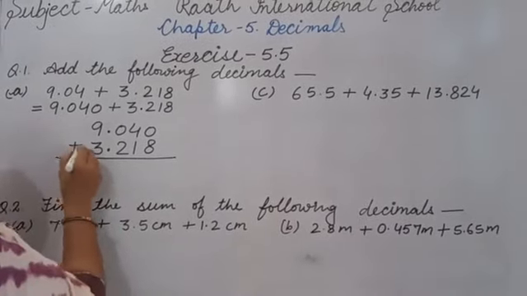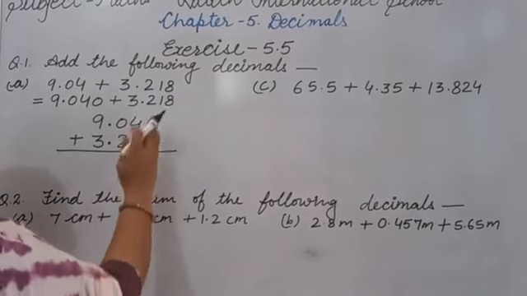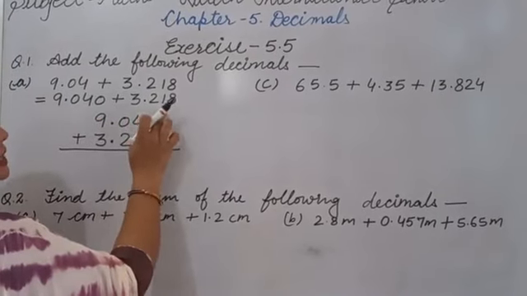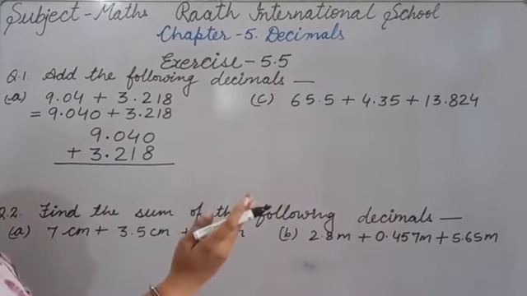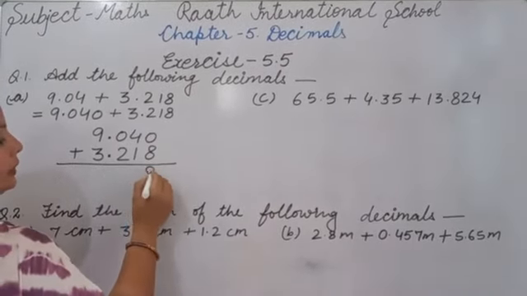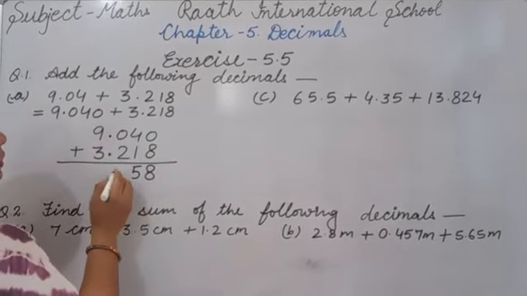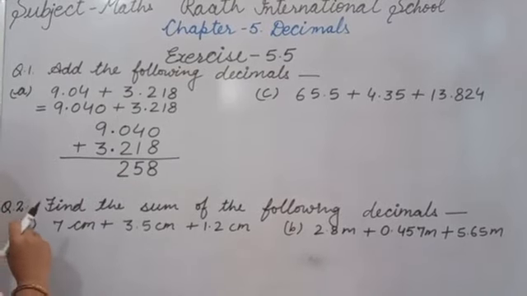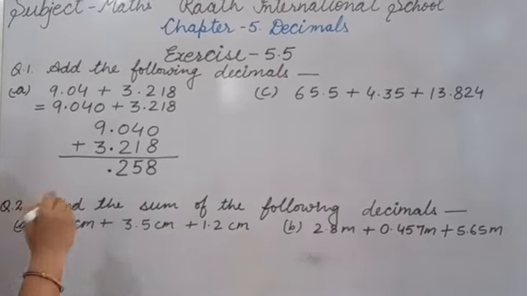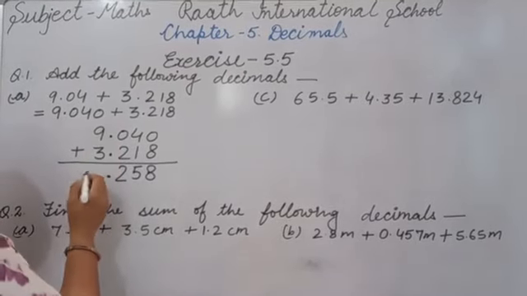So we put the plus symbol here. Now we add, sorry, this is not ones. We will add from this side. So which column is this? This is tenths, hundredths and this is thousandths. From the right-hand side we will start our addition. So 0 plus 8 is 8. 4 plus 1 is 5. 0 plus 2 is 2. Now there is the decimal point. Here we can put the point. Now 9 plus 3 is 12.